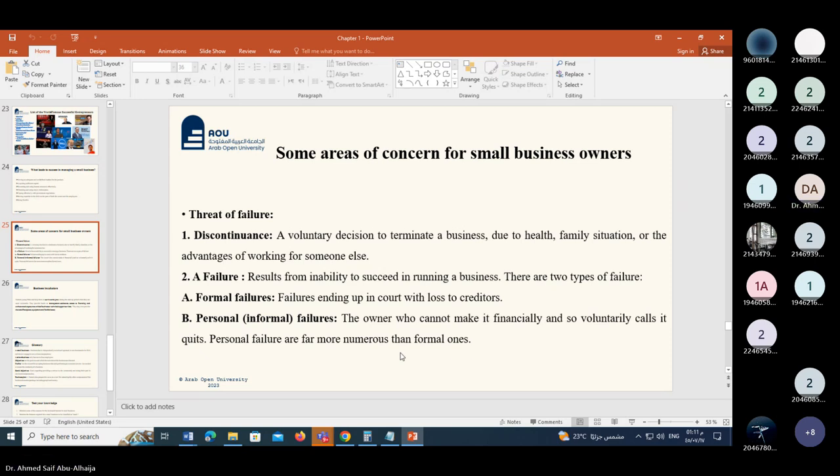Why? Maybe your health now is not like before, or there's a change in your family situation, or whatever the problem. So this is discontinuance: a voluntary decision. You think, you decide to close the business because of your health or family considerations.